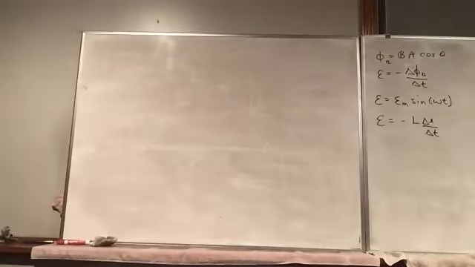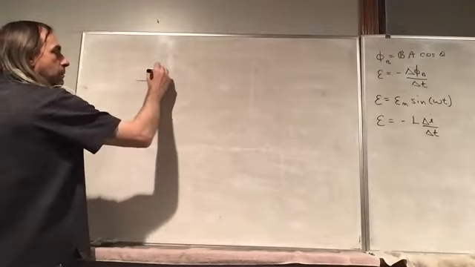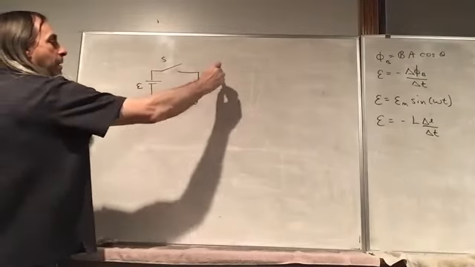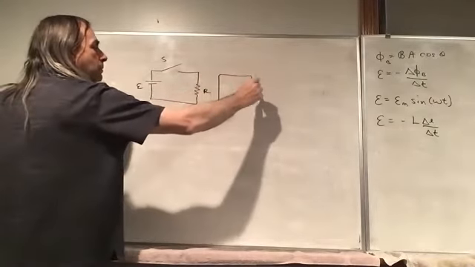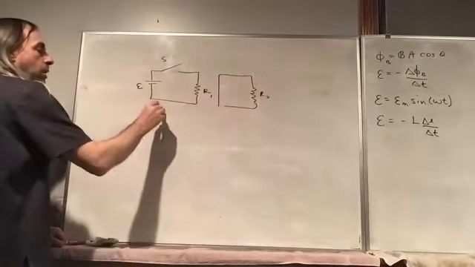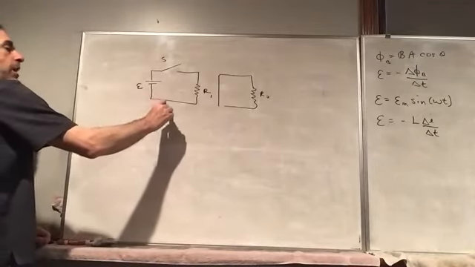But now let's look at another system. Say we have a battery just like before, but now let's put another coil next to it. So we have coil 1, which is hooked up to a power supply. Let's call this the primary coil.